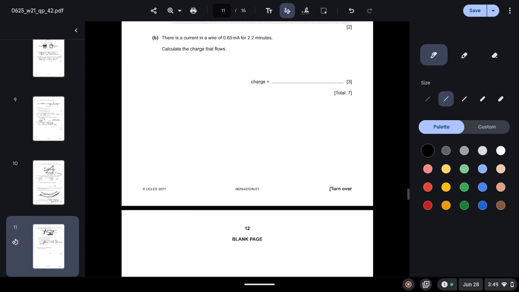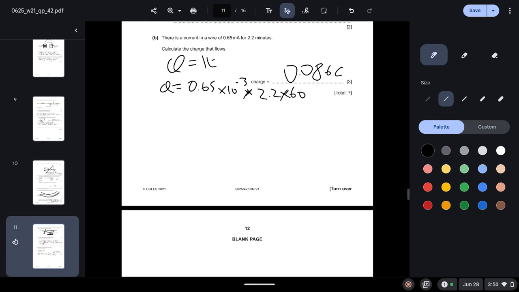Part B. There is a current in a wire of 0.65 milliamperes for 2.2 minutes. Calculate the charge that flows. So we have the formula Q equals IT. We have to calculate the charge Q. I is your current, which is 0.65 milliamperes, so you'll have to convert it first. And time should be in seconds, so 2.2 times 60. Just plug this in your calculator and your answer will be 0.086 coulombs.